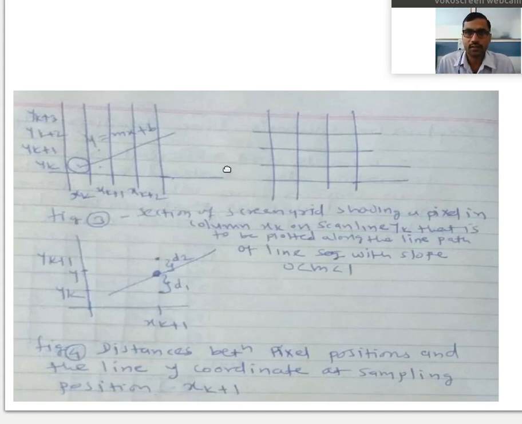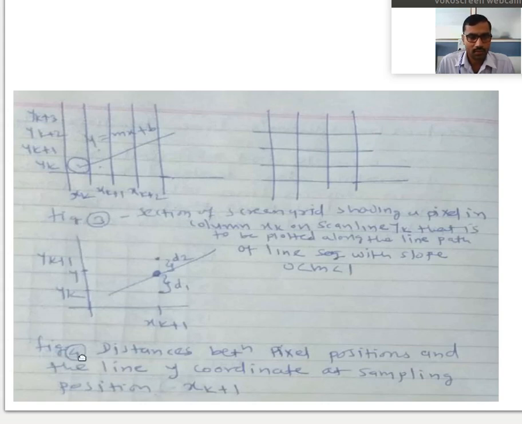For this calculation, we can see the basic general equation, where xk yk is the initial pixel position and the line is passing through a number of pixels. The slope intercept form of the line is given as y is equal to mx plus b, and in that case it crosses the pixel positions xk plus 1 yk, and xk plus 1 yk plus 1. This is a section of the screen grid showing a pixel in column xk on scan line yk. A scan line is a horizontal line, that is the row to be plotted along the line path of the line segment with slope 0 less than m less than 1. So in that case, ultimately the line is close to the horizontal axis. So this is the situation.